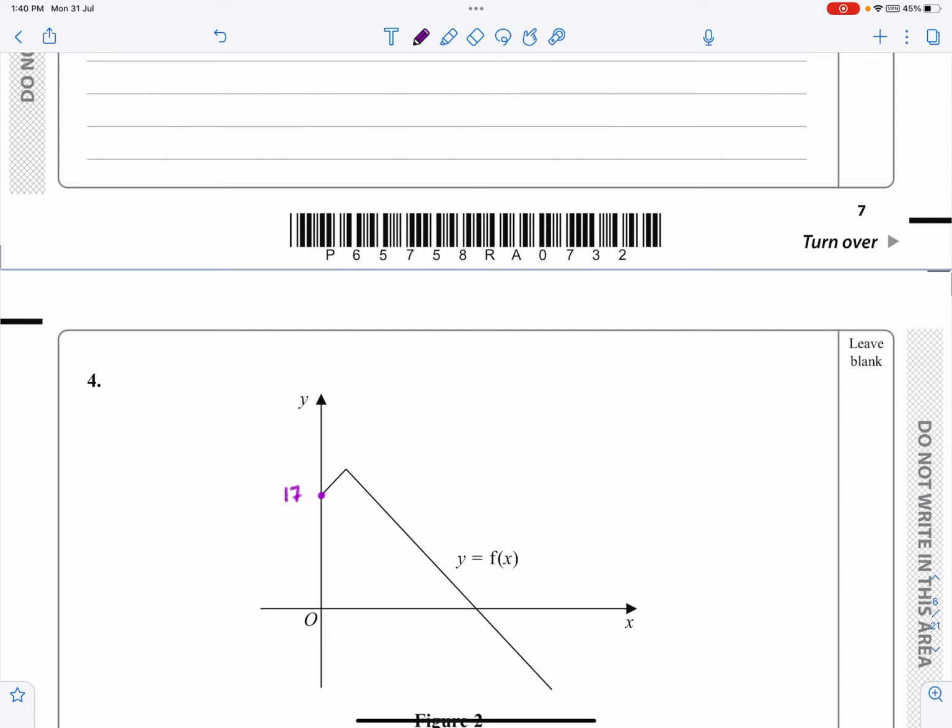If I want to find where f(x) equals k, well, when I wanted to find where f(x) equals 5x, I drew 5x out and then found where they met.